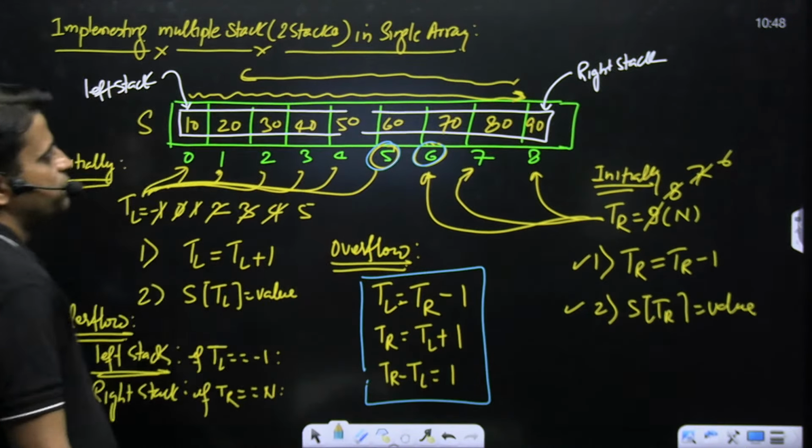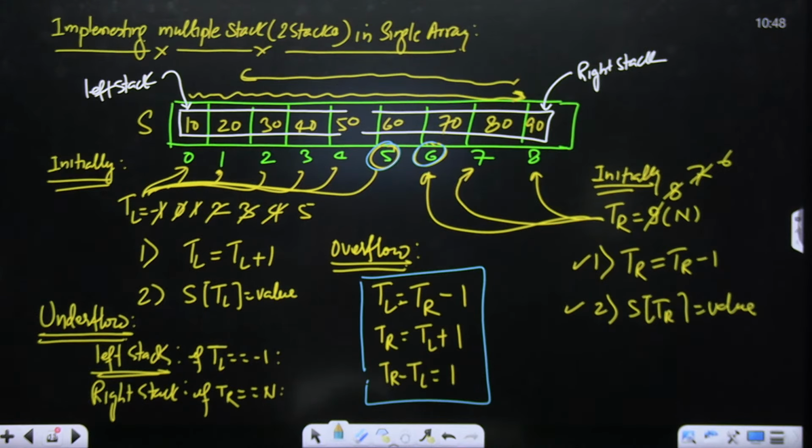Understood? So in this way, you can implement 2 stacks in a single array. This is the efficient utilization of memory, right? In this implementation, the overflow condition arises only when the stack is completely filled.